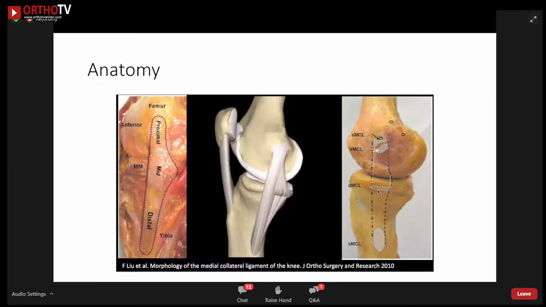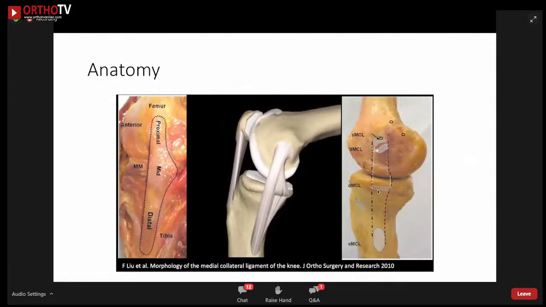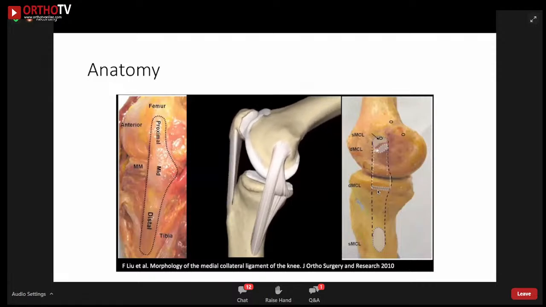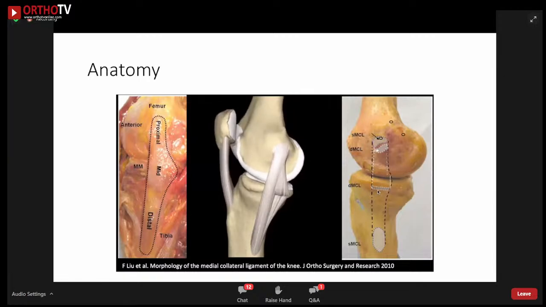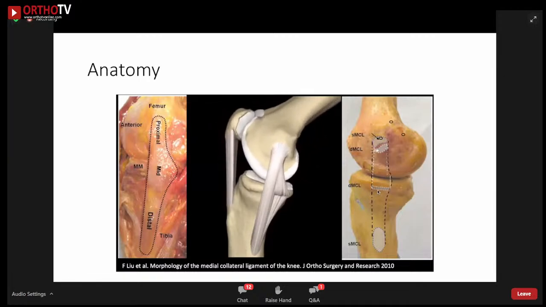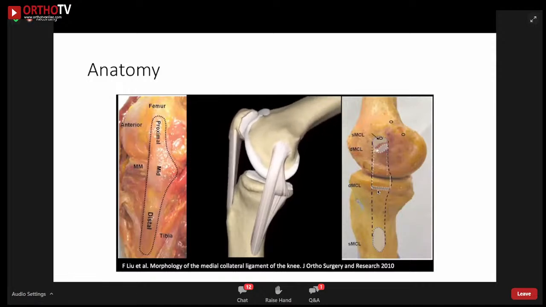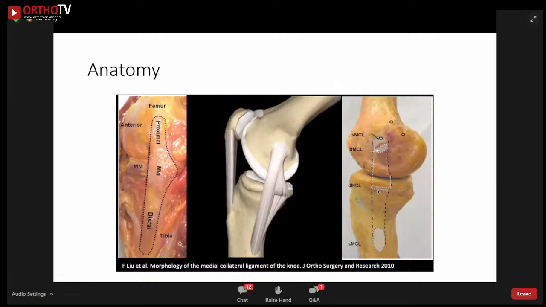So in extension, all the structures on the posterior aspect of the knee, which are the POL, the semimembranosus, the posterior capsule, all get tight. Whereas in flexion, the anterior MCL is the tight structure. This is very important because this is more like a double bundle ACL, as you would say, because this variable tension of the MCL actually helps in balancing the knee, which I'll come into in the next few slides.